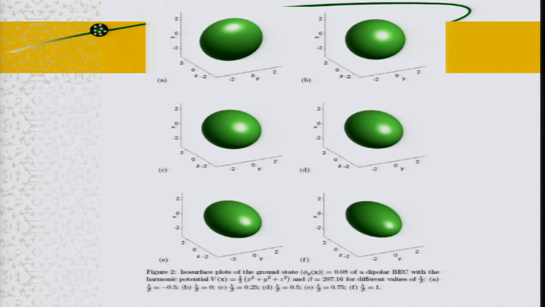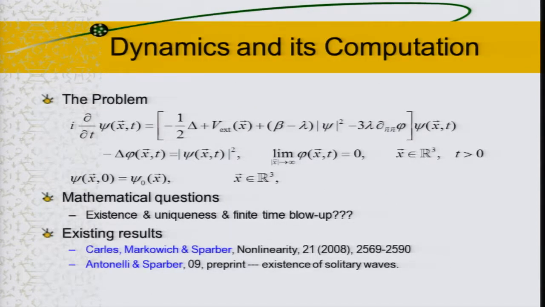Okay, here are some results. This one is for a given harmonic potential, and here we plot different lambda over beta. This is lambda equal to minus beta over two. This is lambda equal to zero, and you can see the sphere. Then this one has lambda equal to beta, and it is aligned along the dipole direction. Here the dipole direction is fixed at (0, 0, 1).